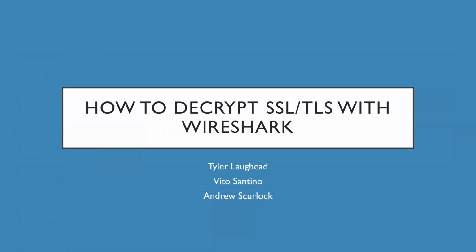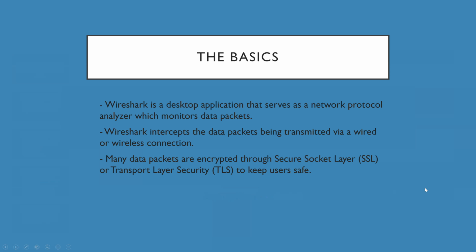All right. So first off, my name's Andrew, with Vito and Tyler, and our topic was how to decrypt SSL or TLS with Wireshark. First, a lot of us have dealt with Wireshark if we were in Taehoon's class. If you don't know what Wireshark is, it's a network protocol analyzer that analyzes the data packets that pass through it. It intercepts the data packets that are being transmitted over a connection, whether it's wired or wireless. And many of the data packets are encrypted.